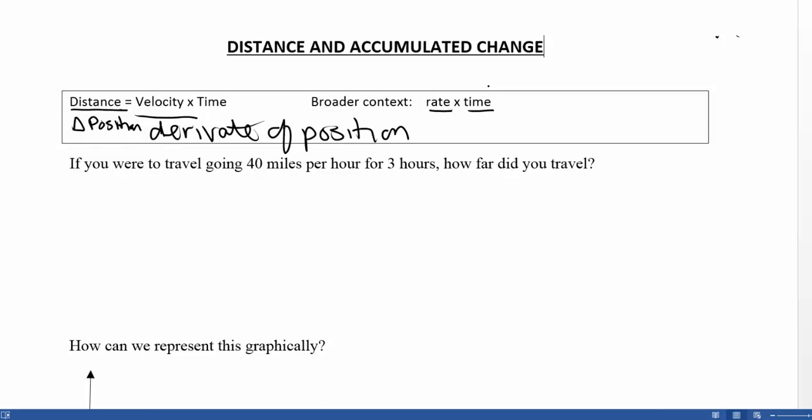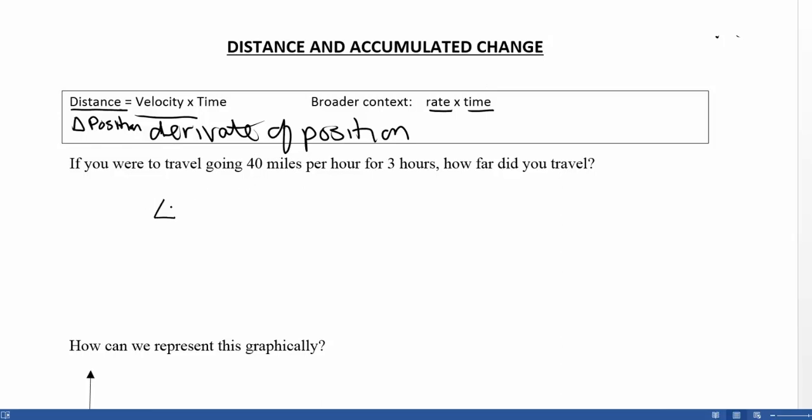Now, keep in mind, if we want to multiply a rate times time, we need to be very conscientious that our units all match up. So we'll keep an eye out for that as we go. So let's start with an example. If you were to travel going 50 miles per hour for 3 hours, how far did you travel? Now, you may have automatically thought 120 miles, but let's see how we get there.